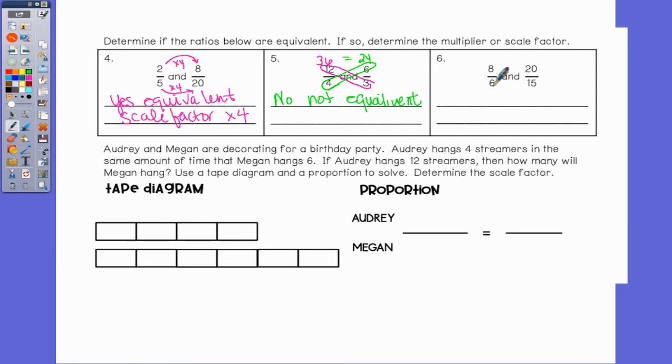How about this one? Can I go 6 to 15? Not easily. So I'm going to go this way, and I'm going to get 120.